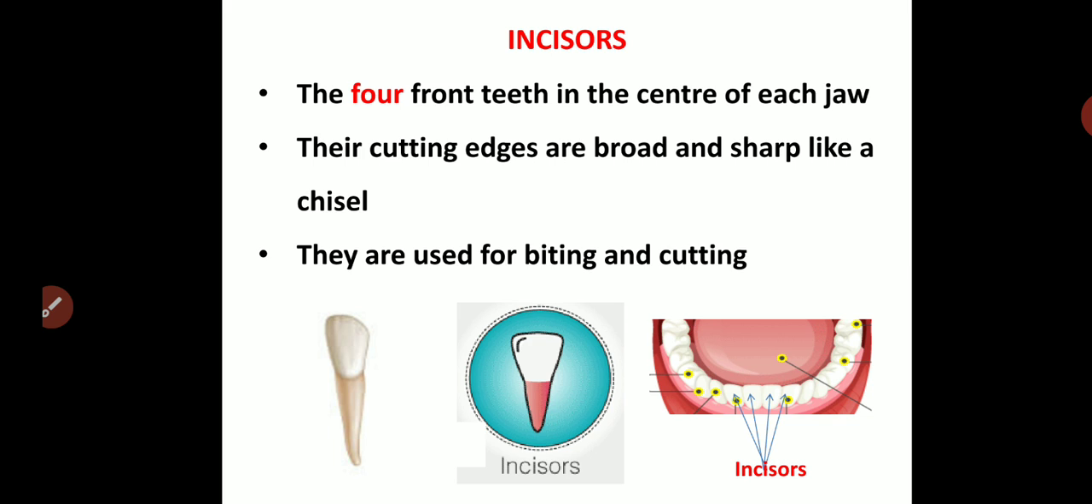So now let us see one by one each type of teeth. The first one is the incisors. The four front teeth, what you can see, they are called the incisors. They have sharp edges like a chisel, and these are mainly for biting and cutting the food. Now in each jaw you have four incisors, and these incisors, as you can see in the diagram, have only one root. The long structure which is embedded in the jaw, that is the root. Only one root is present.